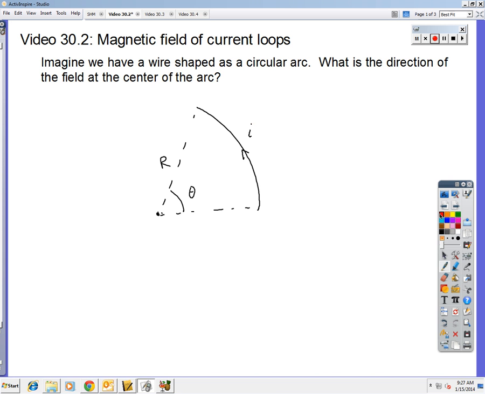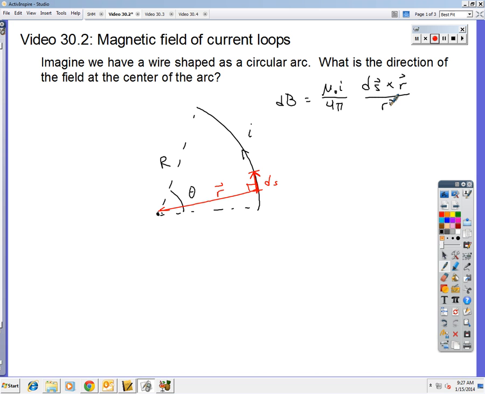So what we'll do is Biot-Savart law. We break the arc up into a lot of small ds's, and the r vector points that way. And Biot-Savart also says dB equals mu naught I over 4 pi, times ds cross r divided by the magnitude of r cubed.